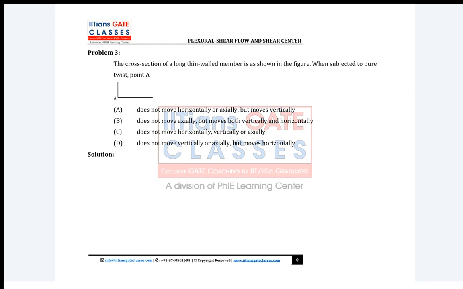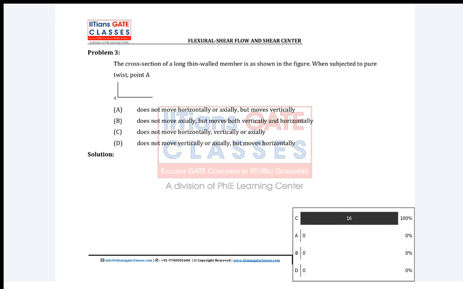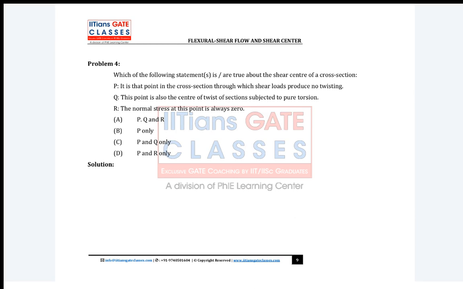Yeah, A is the answer. Vertically it will move, Mr. Rangarasu. Will it move vertically? Yeah? In this case, it will not move anywhere. So C is the answer. Let's see the next question.